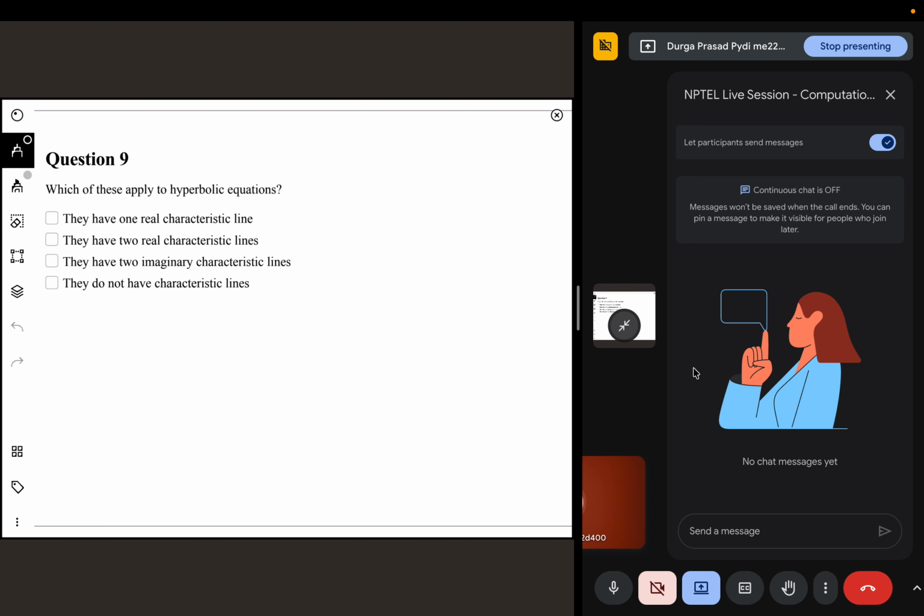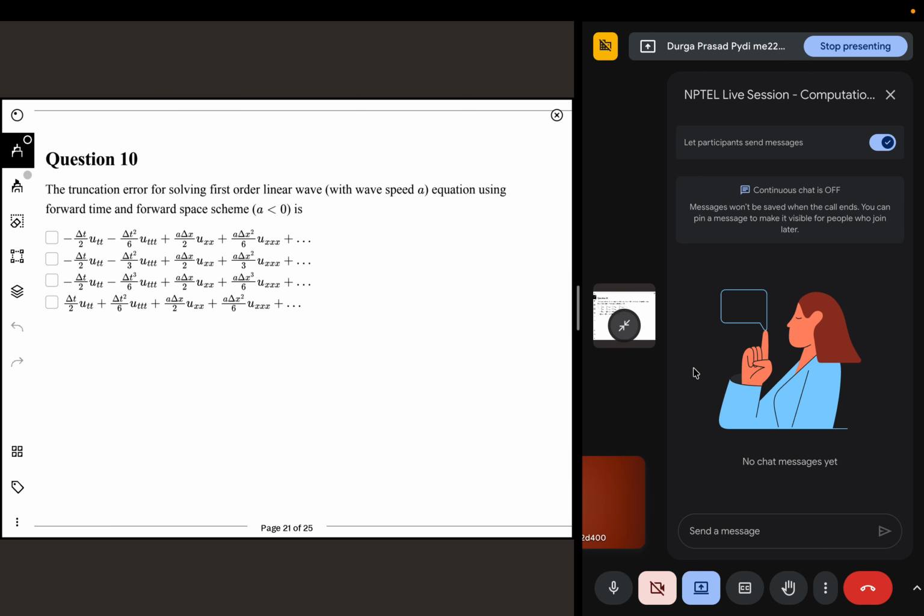As I said, we need the discriminant to be, let's say if I have the equation a u_xx plus b u_xy plus c u_yy equals something, then we need the discriminant to be greater than 0, which will give us two different characteristics, y equals beta 1 x and y equals beta 2 x. So I'll have two characteristic lines, and these characteristic lines are the lines along which the information actually propagates.